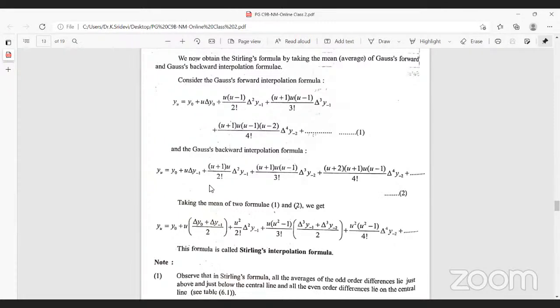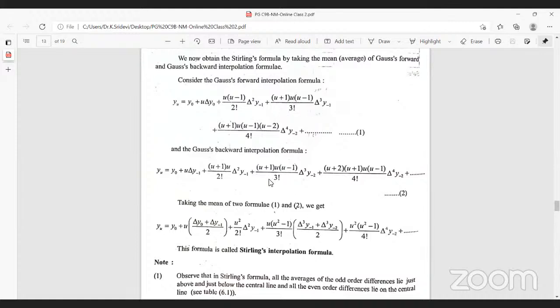If you simplify both, you get u square by 2 factorial. And then the next term, the average of this one and this one. Take common delta cube y minus 2, delta cube y minus 1. This entire term plus this term by 2 is nothing but the average of the two terms. If you average these two, this one plus this one by 2 like this, and then in this expression and this expression.